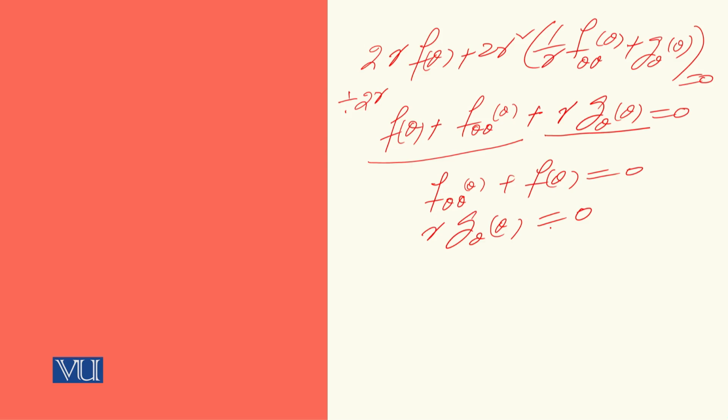Now integrating the first equation, you have the very well known solution f theta is equal to c1 cos theta plus c2 sin theta. This you know. And from the second equation you can see that this is in fact g theta theta equal to 0.